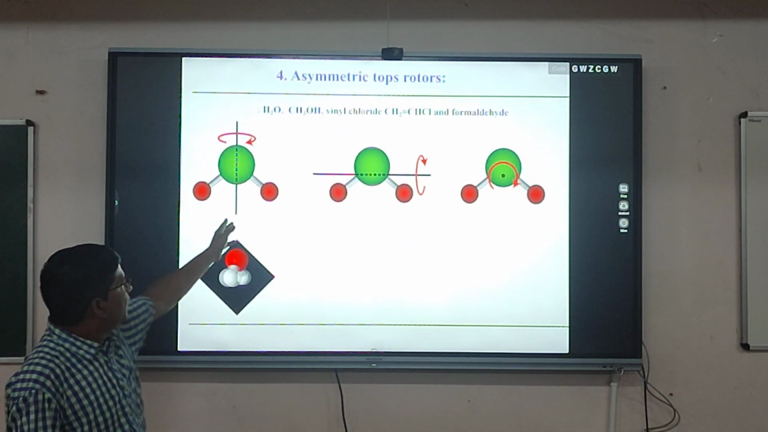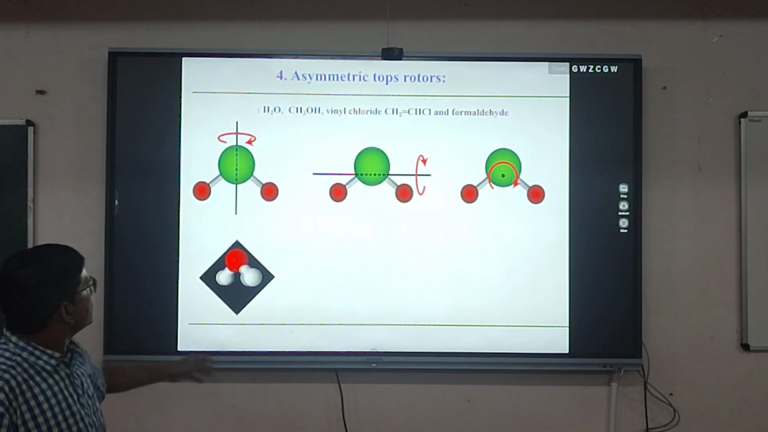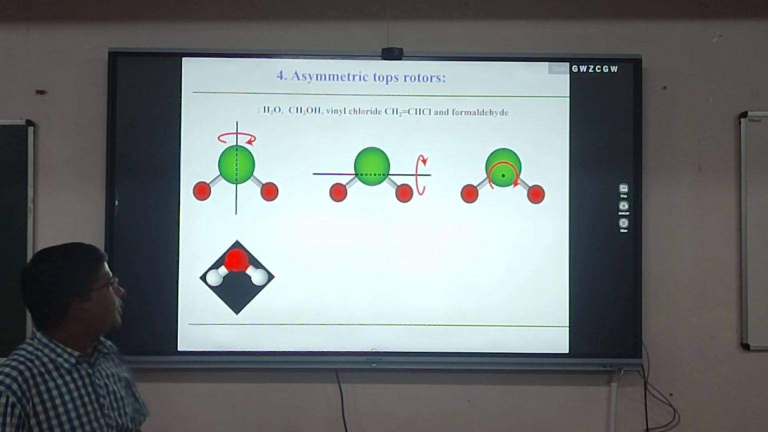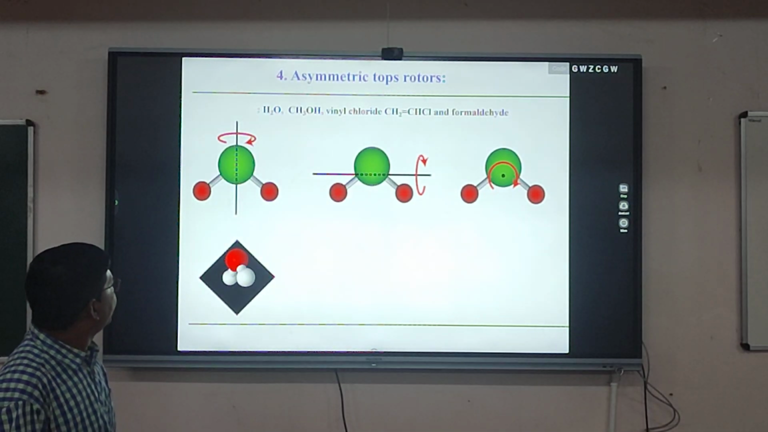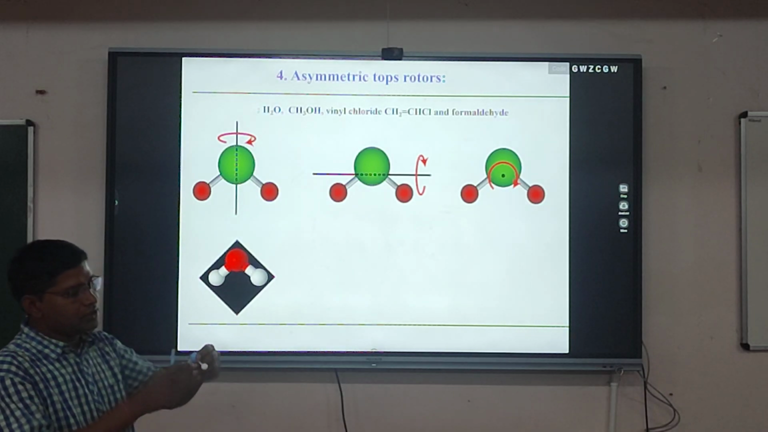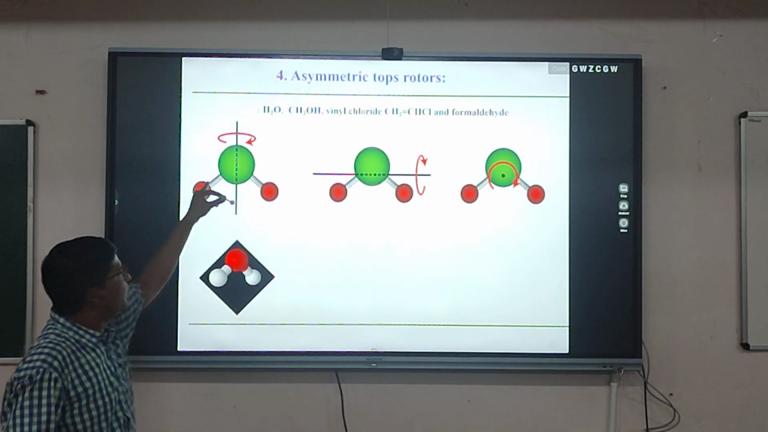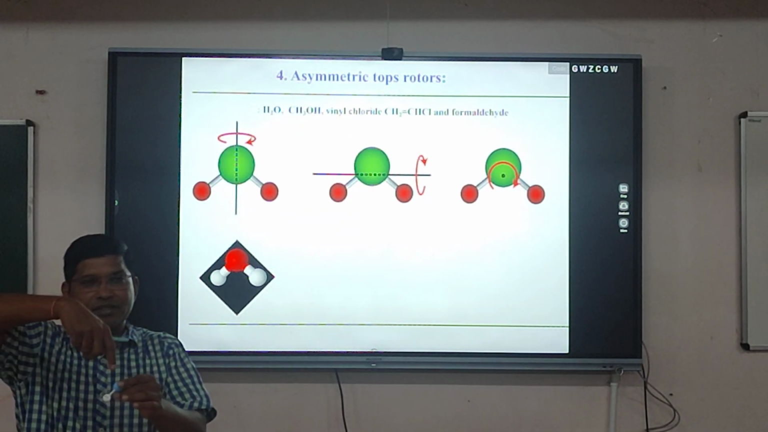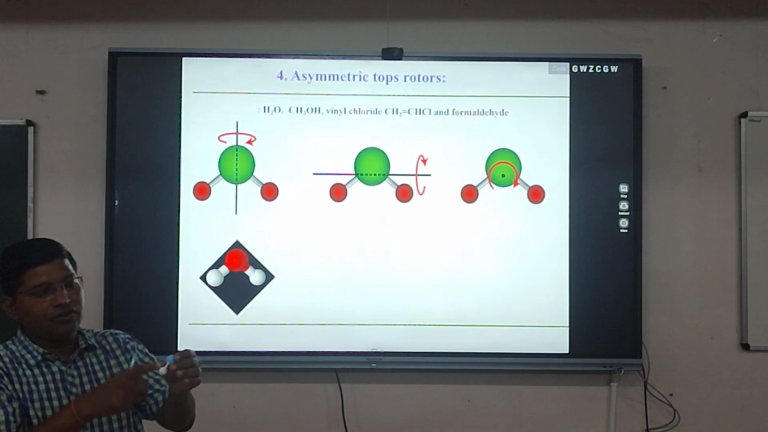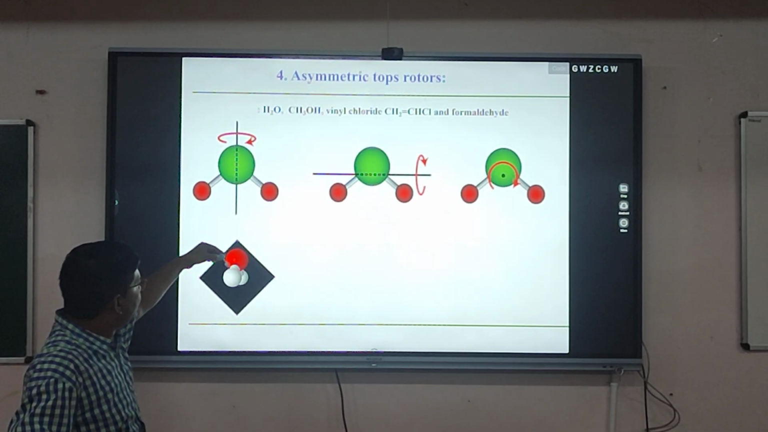Examples are water, methanol, vinyl chloride, and formaldehyde. This is a water molecule, which is made of a heavier oxygen atom and two hydrogen atoms. Let us consider the water molecule: this is the oxygen and two hydrogen atoms, and this is the rotation of the molecule along the bond axis. This will be the center of gravity of the molecule.